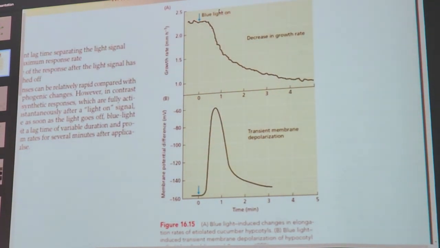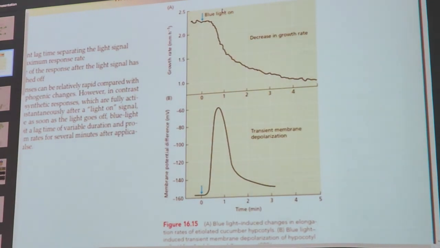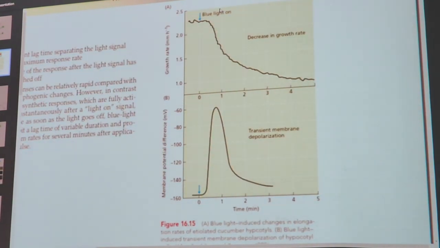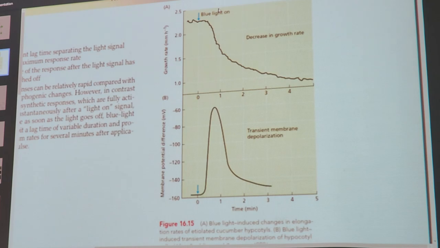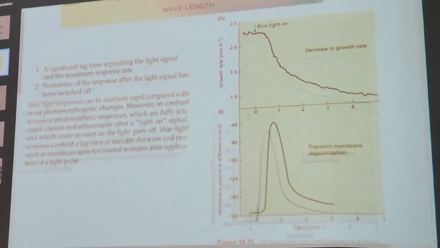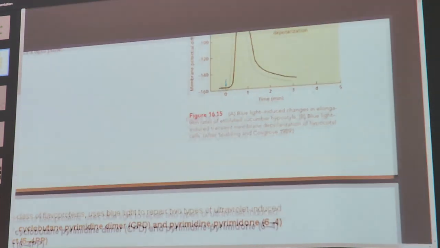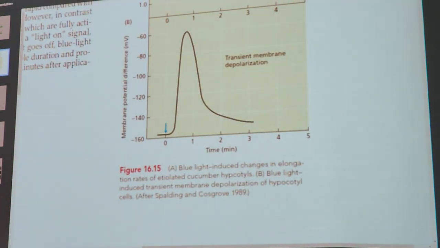This is critical, okay? Because this is the effect of blue light. If you give red light, it makes everything grow. It's the opposite. That's why I'm highlighting this. And secondly, the general effect of blue light is membrane depolarization. What is that? Anybody know what this is? Have you learned this before? Membrane depolarization?